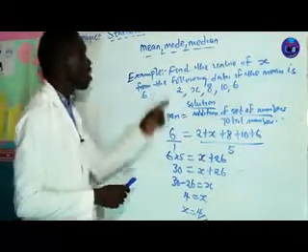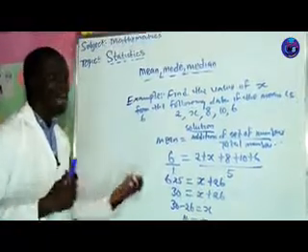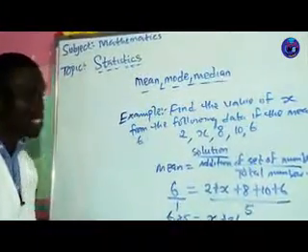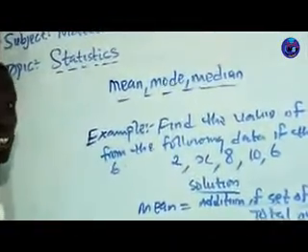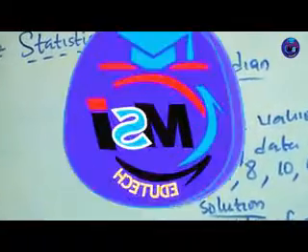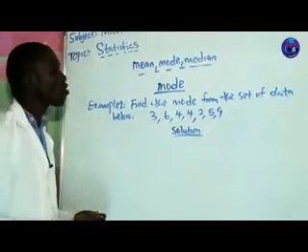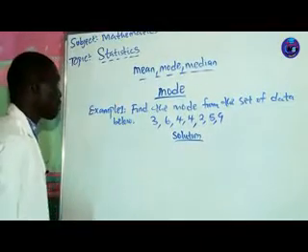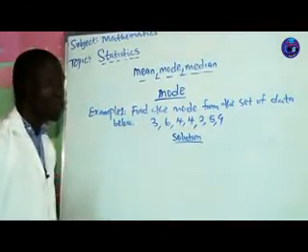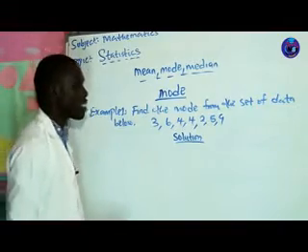So let's go to mode. How can we find mode of a set of numbers? It's very simple. Let's quickly look at it. Okay, class, let's look at this example. Find the mode from the set of data below. We have 3, 6, 4, 4, 2, 5, 9.